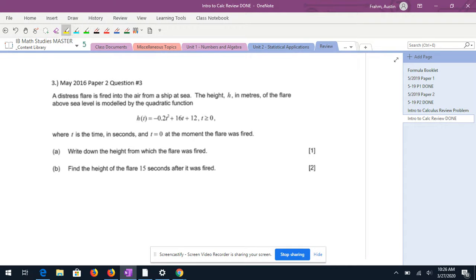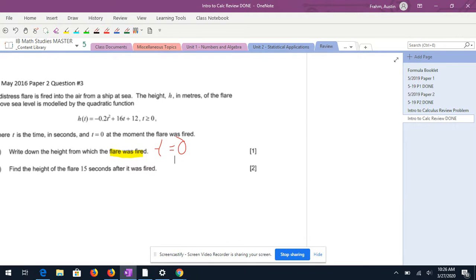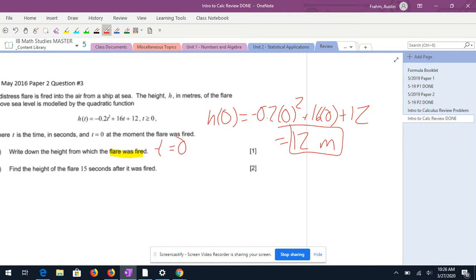Okay, the key thing there is asking you to find the height when the flare was fired. That means that t would have to equal 0. So we're finding h(0). So h(0) would equal -0.2 times 0 squared plus 16 times 0 plus 12. Should be pretty easy. That simplifies to be 12 meters.